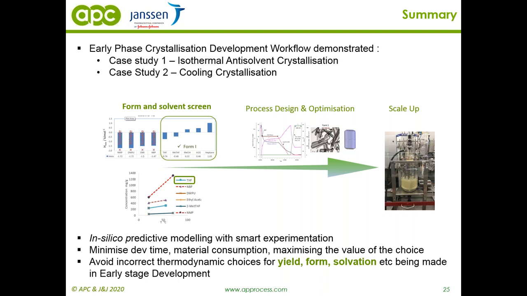Okay. On slide 11, Nicolas Rim is asking, can you explain why Form 1 has two DSC peaks while Form 2 has one peak?